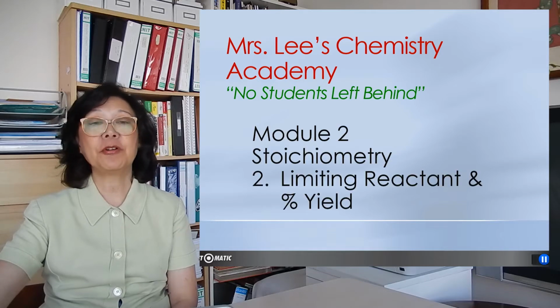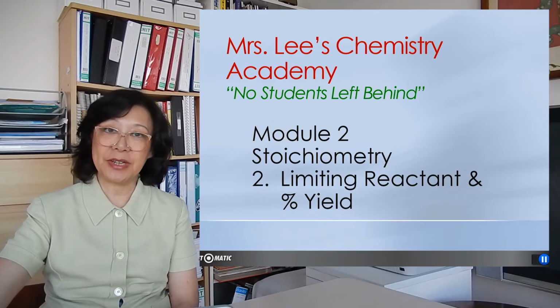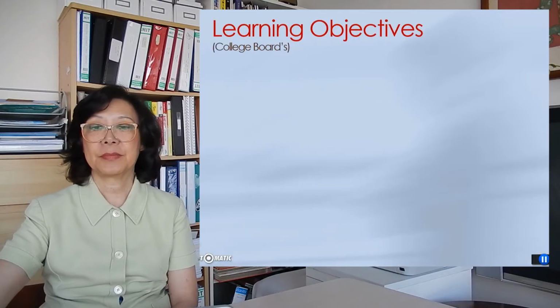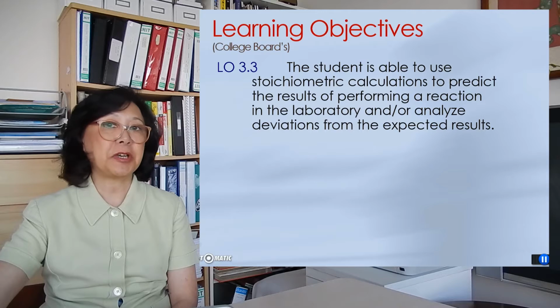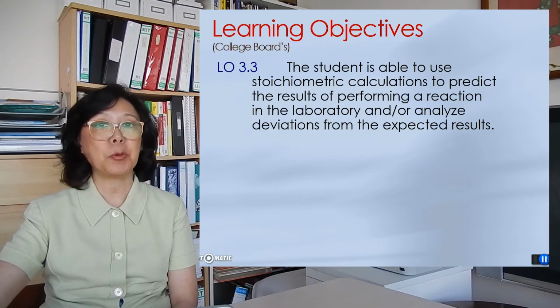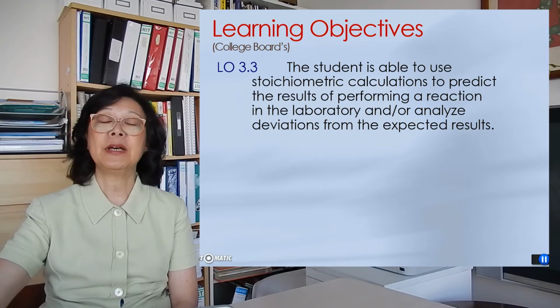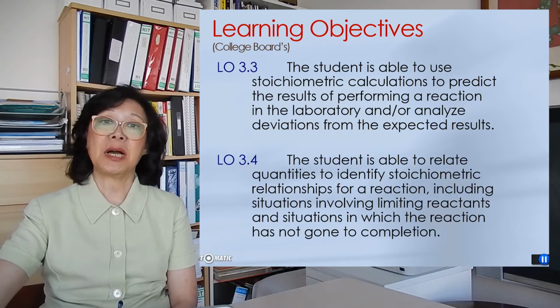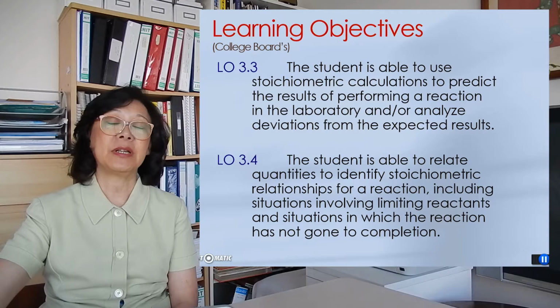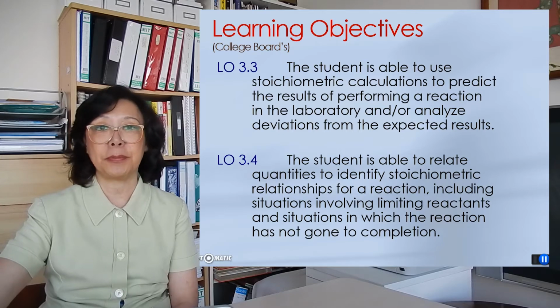Today we're going to cover limiting reactant and percent yield. The learning objectives are to learn how to perform stoichiometric calculation using mole ratio so that we can determine the amount of product to be formed, and also to decide which is the limiting reactant that would limit the amount of product to be formed.